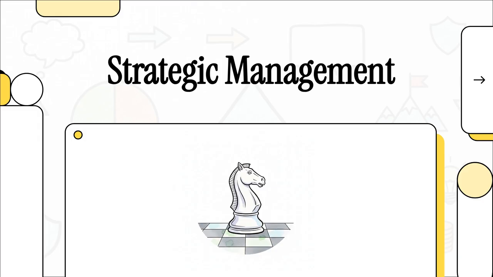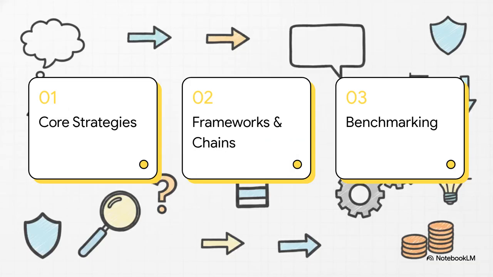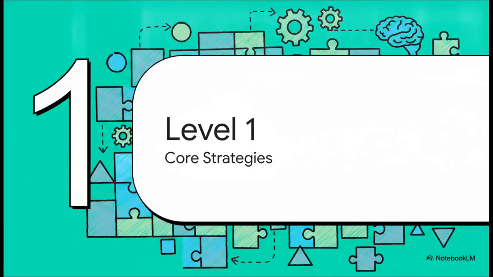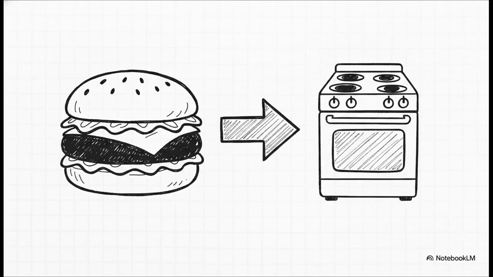So, are you ready? Here's our game board for today. First up, core strategy and environments. Next, frameworks and value chains. And finally, benchmarking and performance. Level 1, core strategy and environments. Okay, let's dive into this. Here is your very first challenge.